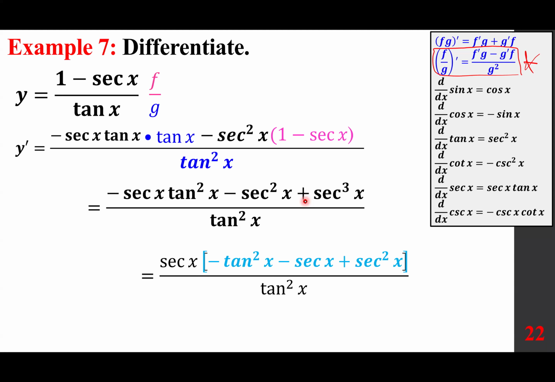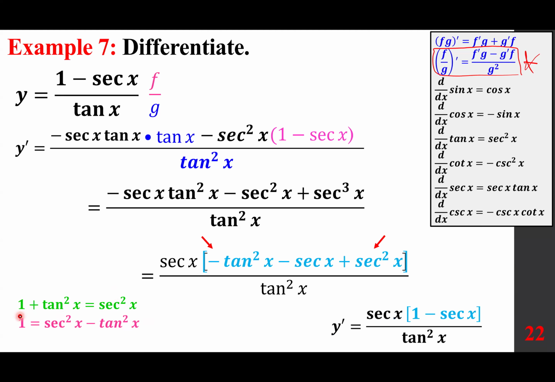One of the Pythagorean identities in trigonometry is 1 plus tan squared is secant squared, which means if I move the tan squared to the right, secant squared minus tan squared can be replaced by 1. So these two, the first and the last one, inside the brackets, are secant squared minus tan squared. We can replace it with 1. And so the final answer, y prime, would be secant x, brackets becomes 1 minus secant x. The denominator is tan squared. So that's the final answer.